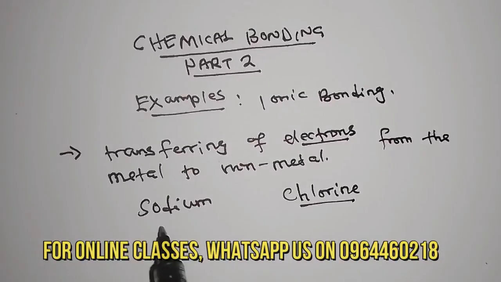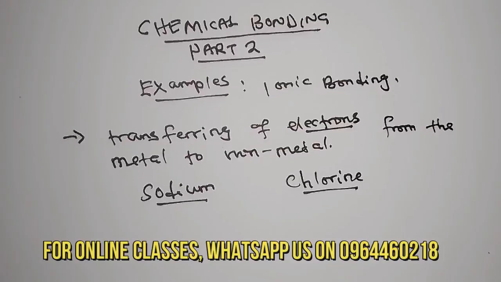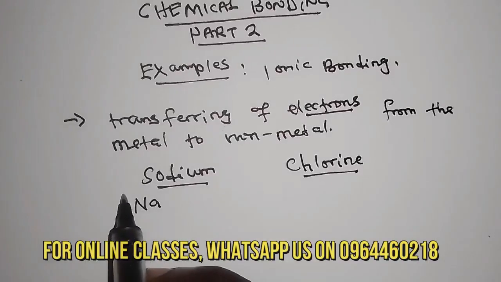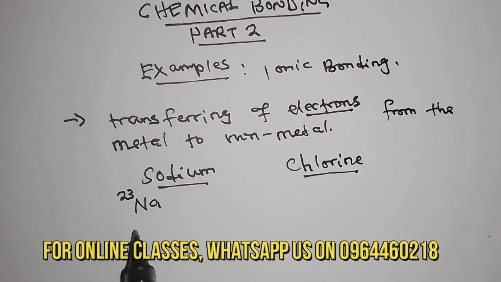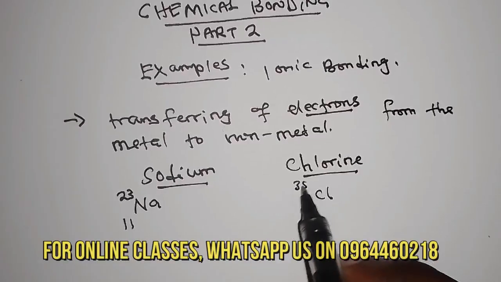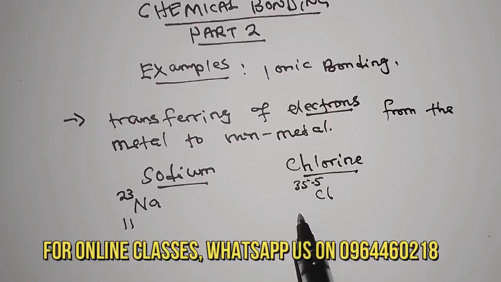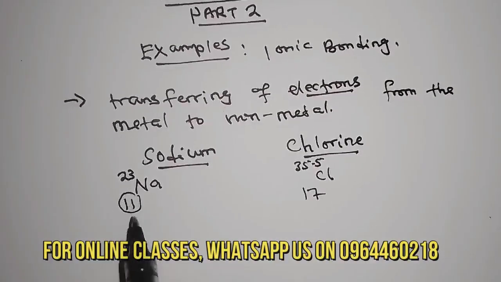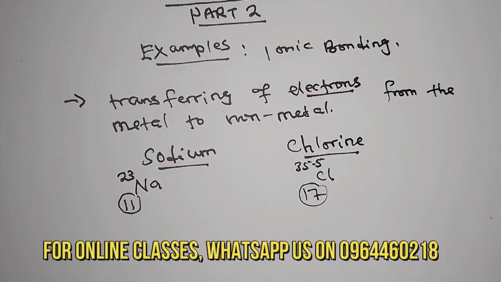So before you do any kind of diagram representing this bonding, you have to know that sodium is presented as Na with 23 and then 11, and for chlorine we have 35.5 and then 17 as the number of protons. So these numbers are the ones that are involved in the combination of sodium and chlorine.